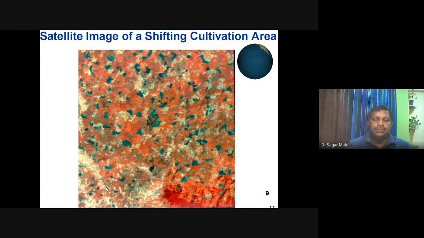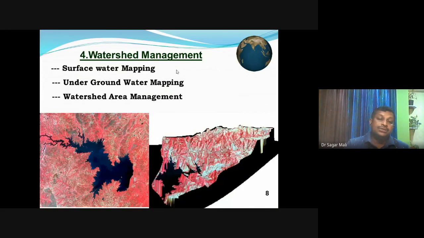This is shifting cultivation and forest fire. Still in North East India, many tribal communities practice shifting cultivation. In this image, the black patches show the jhum cultivation, or shifting cultivation, practiced by tribal communities. We can monitor this area and measure this area. So remote sensing is very important for shifting cultivation mapping and forest fire monitoring.